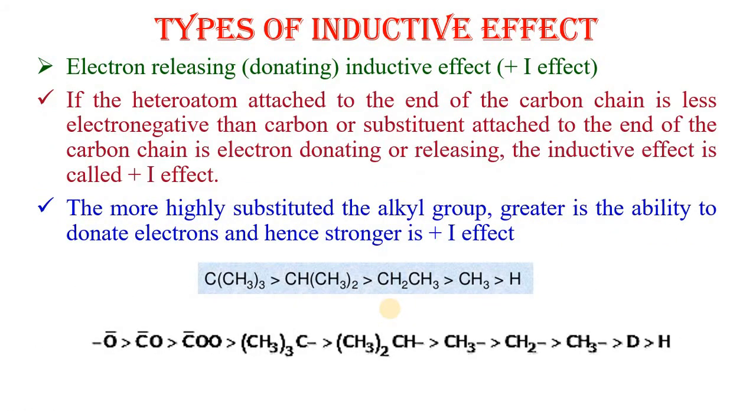Next is electron releasing or electron donating inductive effect, shown by +I effect. This effect is shown by those atoms or groups which have stronger electron donating or releasing tendency compared to carbon. The more highly substituted alkyl group has greater ability to donate electrons and hence shows stronger +I effect. That's why tertiary butyl group has stronger +I effect compared to isopropyl, ethyl or methyl group.